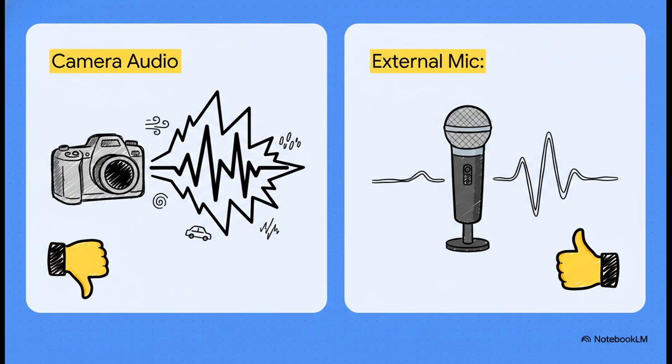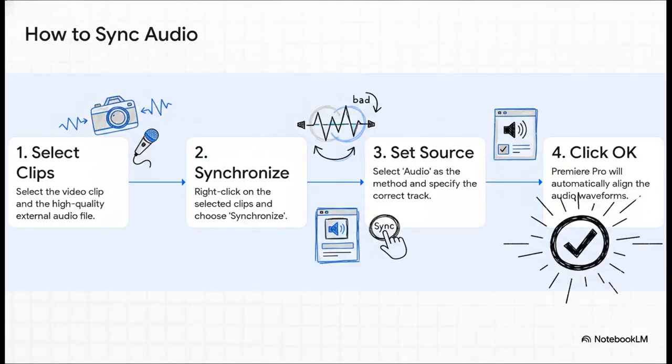The audio from your camera's built-in mic is usually thin, echoey, and full of background noise. But the audio from a good external mic is crisp, it's clear, and it's focused right on the voice. So our first job is super simple. Get rid of that crummy camera audio and replace it with the good stuff. And the best part? Premiere Pro makes this ridiculously easy. You just select your video clip and your separate audio file, right-click, choose Synchronize, and tell Premiere to line them up based on the audio. And done. Honestly, it feels like magic.